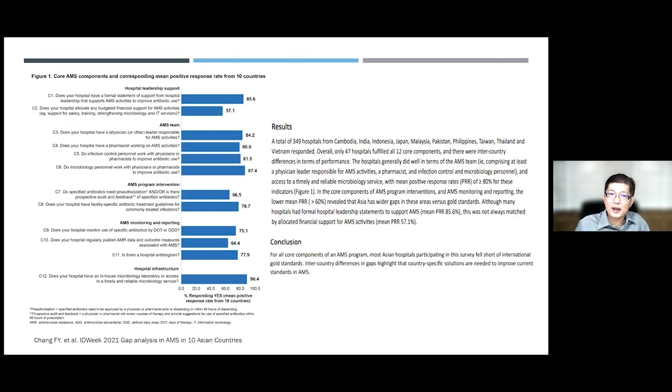Gap analysis can also be used to analyze the strength of the network internationally. A study was just recently performed in 10 Asian countries and analyzed the core components. As you can see here, the core components have been practiced in this region somewhere from 50% to 90%. In brief, most Asian hospitals participating in this survey still fell short of international gold standards, and thus inter-country differences in gaps may highlight that country-specific solutions are needed to improve the current standard for AMS programs. This can be a helpful tool to help strengthen the program in your hospital, in your network, in the international network as well.